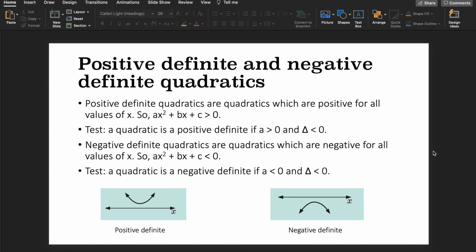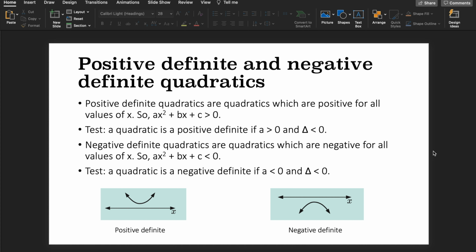Positive definite quadratics are quadratics which are positive for all real values of x, ranging from minus infinity to infinity. So it belongs to all real values, and therefore ax squared plus bx plus c would be greater than 0. A test you can do to find if a quadratic is positive definite is if a is greater than 0, meaning it's an upward opening parabola, and such that the discriminant is less than 0.